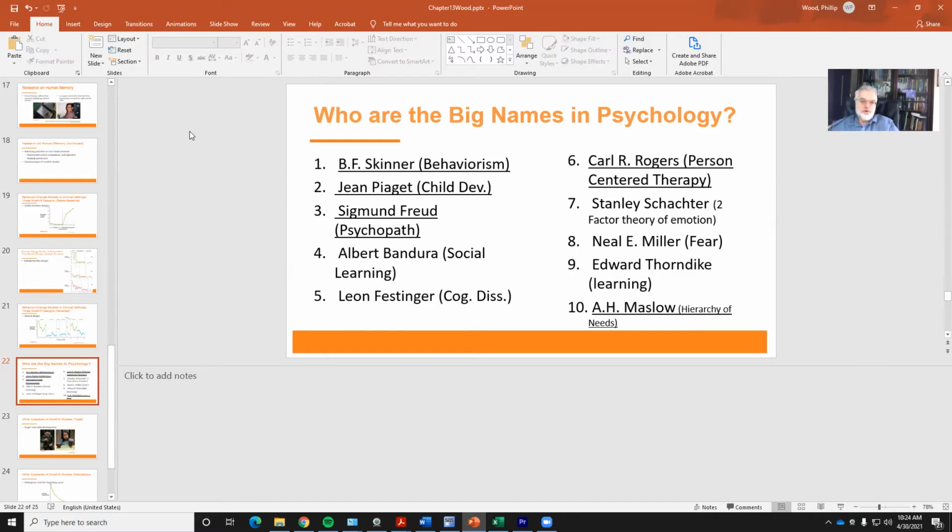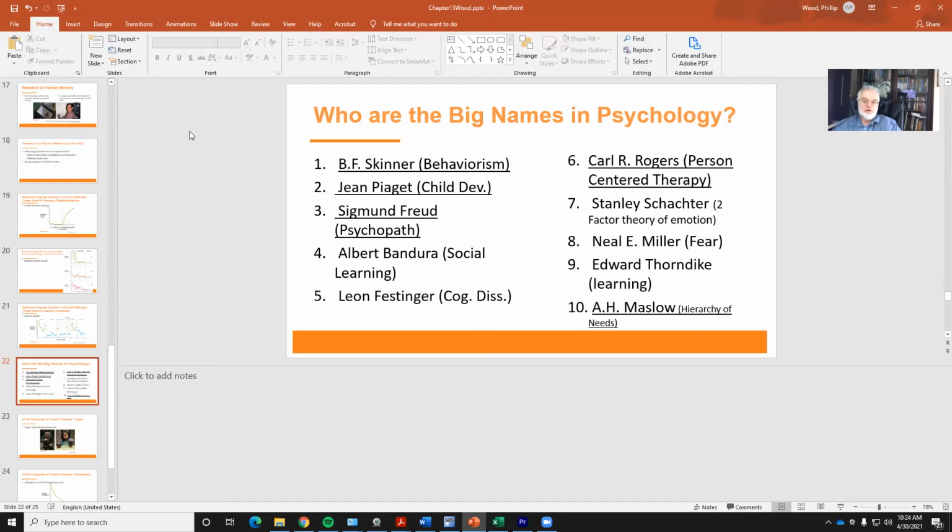And the top 3, B.F. Skinner, Jean Piaget, and Sigmund Freud, are the same as they used to be back in my day. And number 6, Carl Rogers, used to be the number 4, and Maslow used to be the number 5.